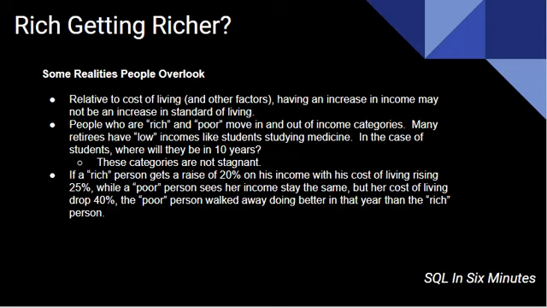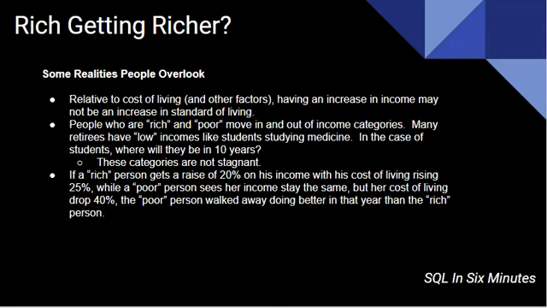Right? So in that statement that we could have made, we could have said, well, the rich got richer, but the poor didn't get richer. The poor just stayed. It doesn't matter, though, because her cost of living dropped 40%, and the rich person's cost of living rose above his income. He actually walked away losing.